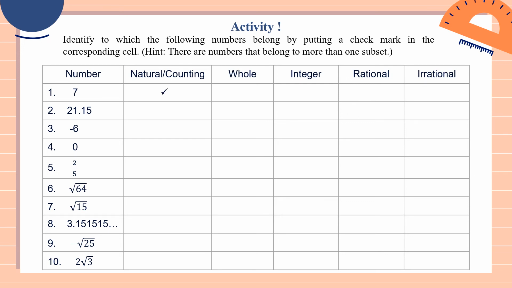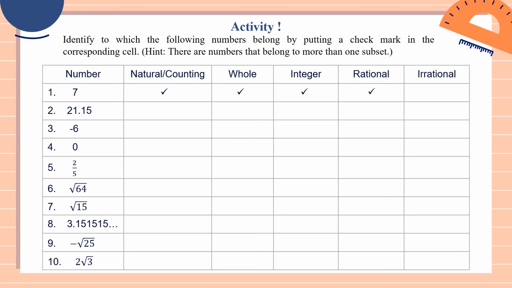Now, is 7 a whole number? Yup, 7 is a whole number. Once again, for whole numbers, you start at 0 and then all positive numbers. Now, is 7 an integer? Yup, 7 is an integer. And then 7 is also a rational number.